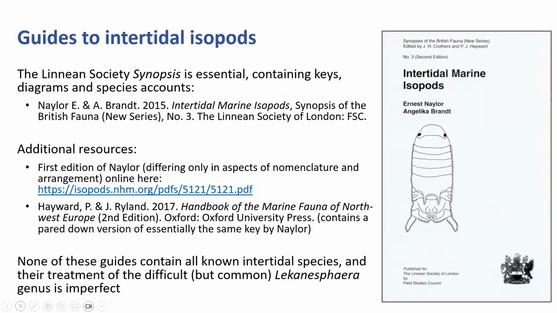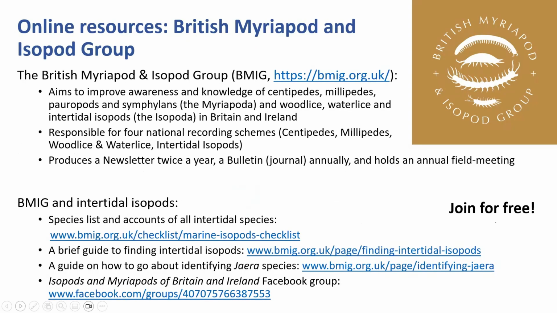If you've got the Handbook of the Marine Fauna of North-West Europe, it's essentially a pared down version of the same key and whatnot. None of those guides are entirely perfect, and they don't go through all our known intertidal species, and their treatment of the difficult Jaera genus isn't great. So there are other resources that you might want to look at as well. And here's where I'm going to plug the British Myriapod and Isopod Group, which I'm one of the committee members of.